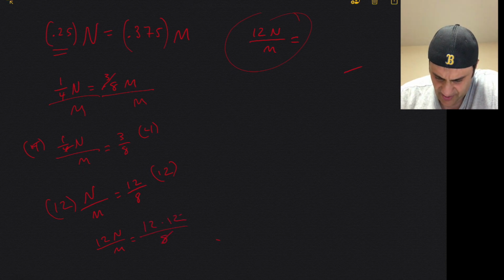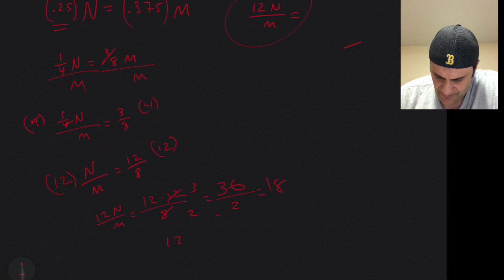That can simplify a little bit. 4 goes into 12 3 times, and 4 goes into 8 2 times. And then we're going to simplify a little more. So we get 36 over 2, which equals 18. So 12n over m equals 18.